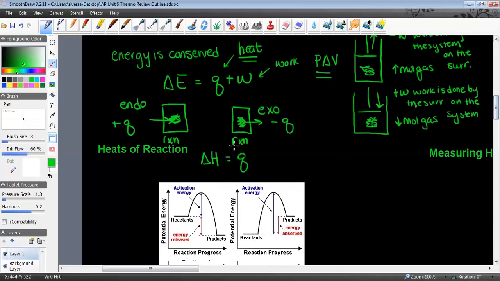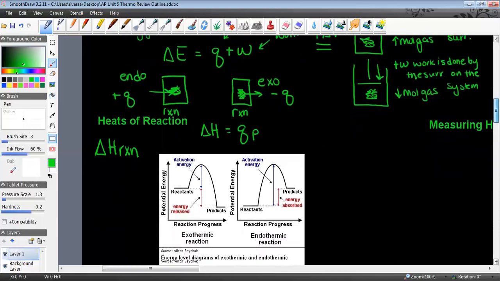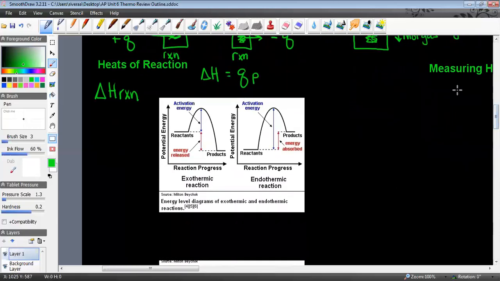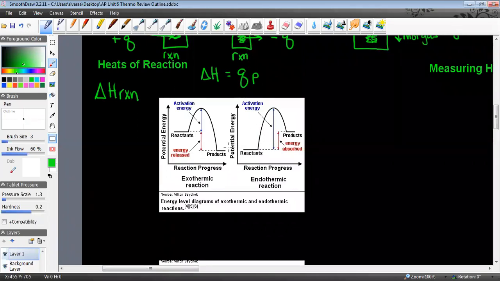Okay, so technically delta H's, or heats of reactions, are equal to Q at constant pressure. So just keep that in mind for college. Not really important for right now. When we're talking about the delta H of a reaction, we're talking about how much heat was absorbed or released. So they can be equivalent things for us for right now, but technically it's only true at constant pressure.